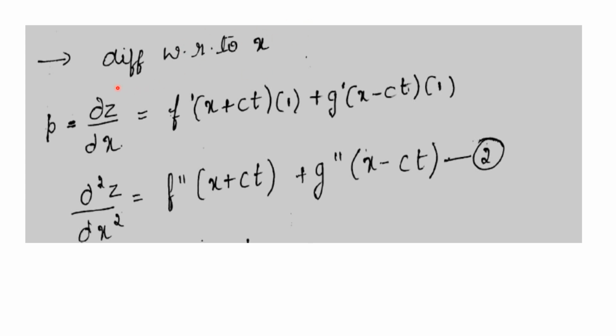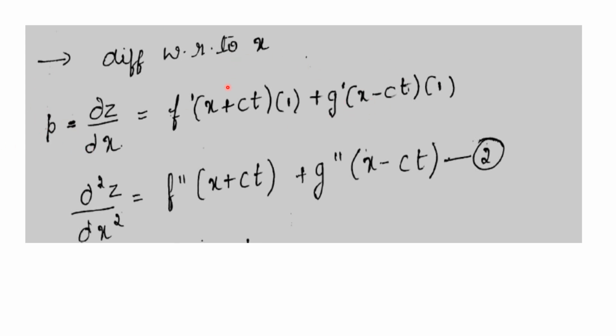So differentiation of z with respect to x is dou z by dou x equal to differentiation of f of x plus ct, which is f dash of x plus ct into differentiation of x plus ct, which is 1 plus 0, equal to 1. Next, the differentiation of g of x minus ct is g dash of x minus ct into differentiation of x minus ct, which is 1 minus 0, equal to 1. So dou z by dou x is equal to p, so p is equal to RHS.